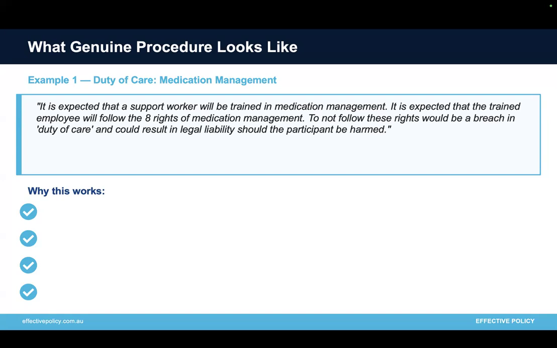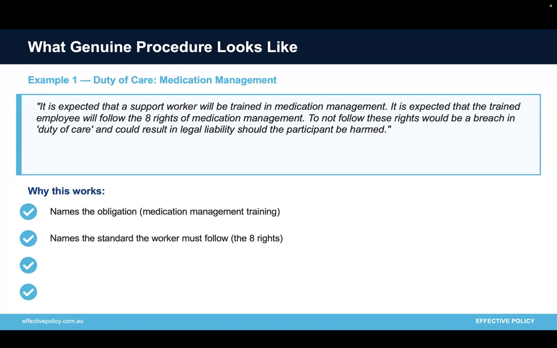Okay, so this is a duty of care example using medication management. So why this statement works: it names the obligation, the medication management training. It's expected that the support worker will be trained in medication management. Number two, it names the standard the worker must follow, the 8 rights. It names the consequence.